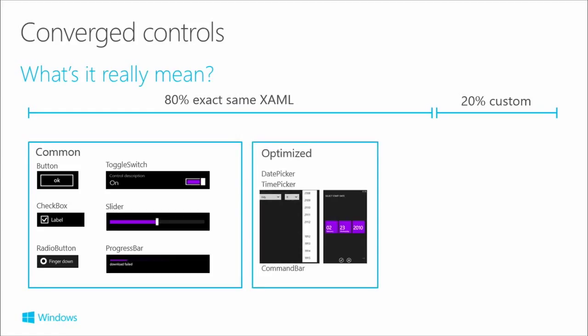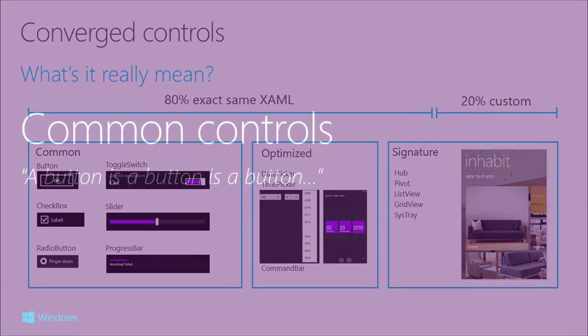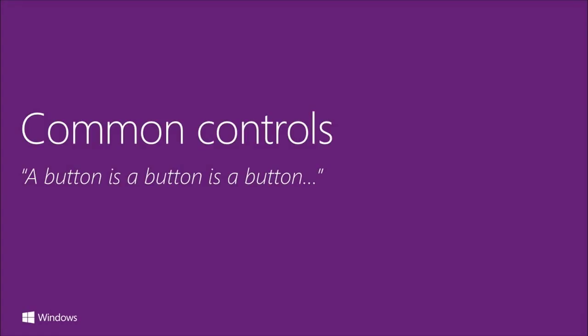The optimized ones, like the date picker, the command bar, and the time picker, and a few others, you program the same in the XAML for your views for Windows Phone and exactly the same in your views for big Windows, but they might actually render slightly differently because they're optimized for the platform. And then you've got these signature controls, and we're going to dig a bit deeper into all of these categories. The signature ones are the ones that encapsulate the best practices, the nice behavior.